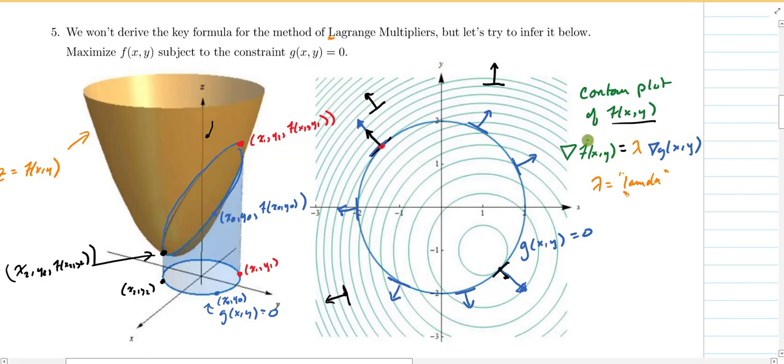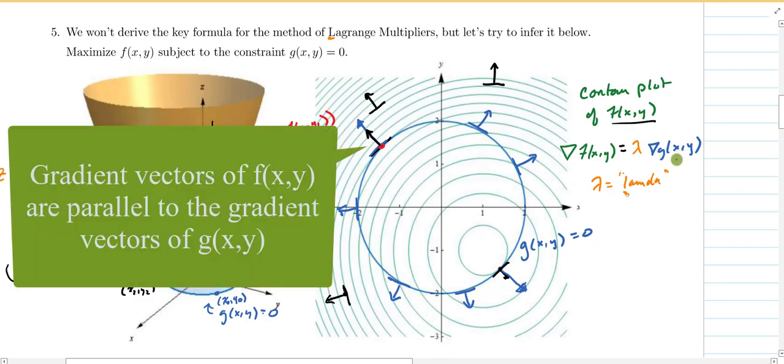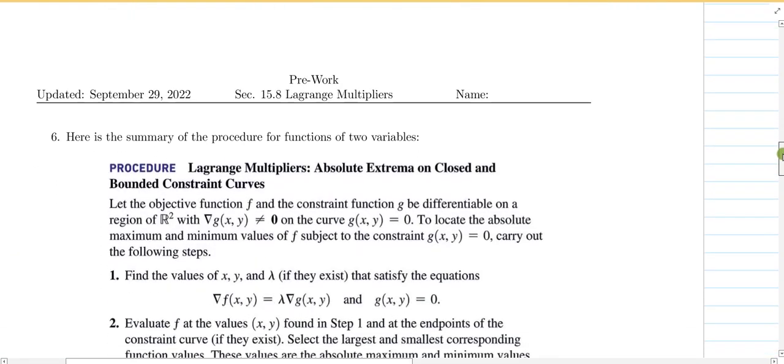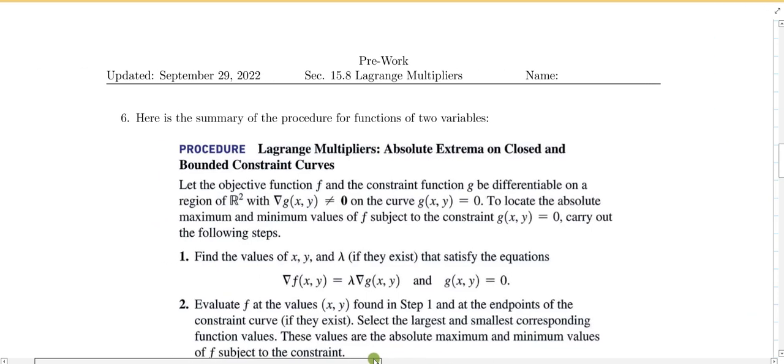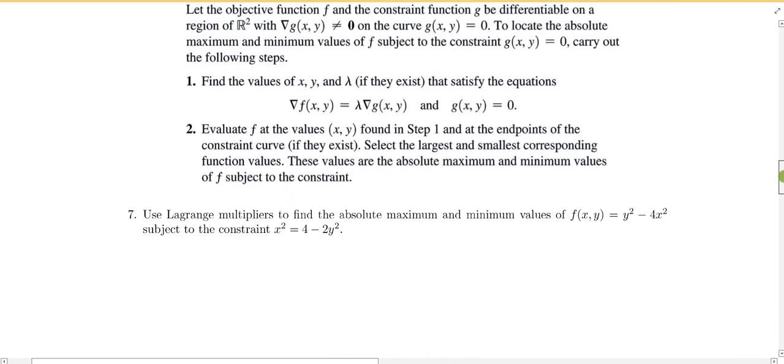So what we're going to do is take this observation that I want the gradient vectors of my original function to be parallel to the gradient vectors of my constraint function, and we're going to go find the x and y locations that make this statement true together with a constraint. And in the next video, we're going to take that information, we'll review it here, and then we'll go ahead and jump into actually solving some constraint problems.